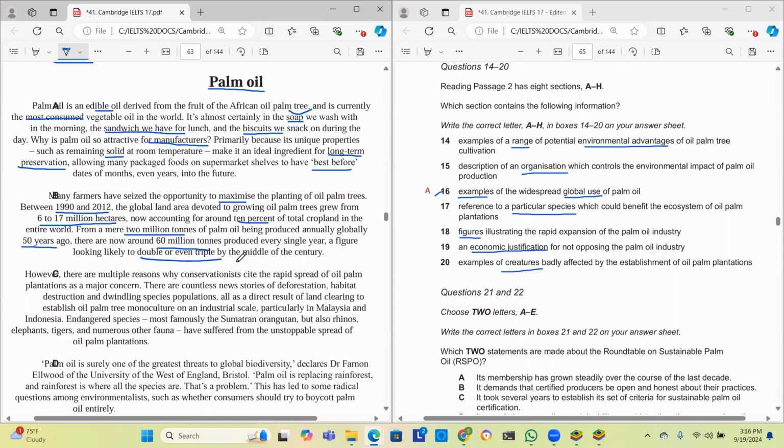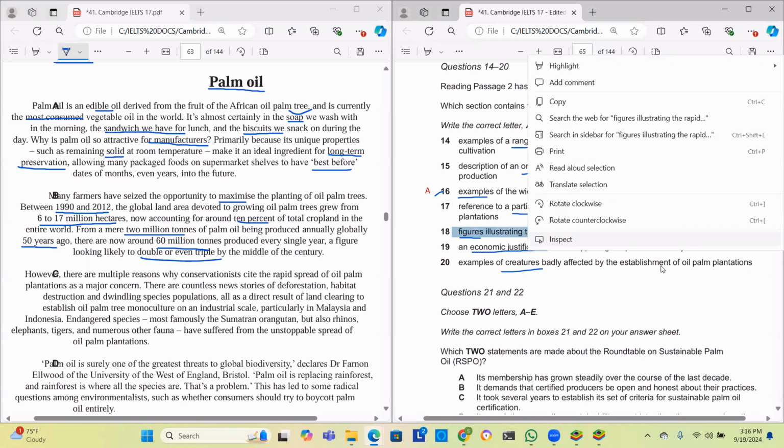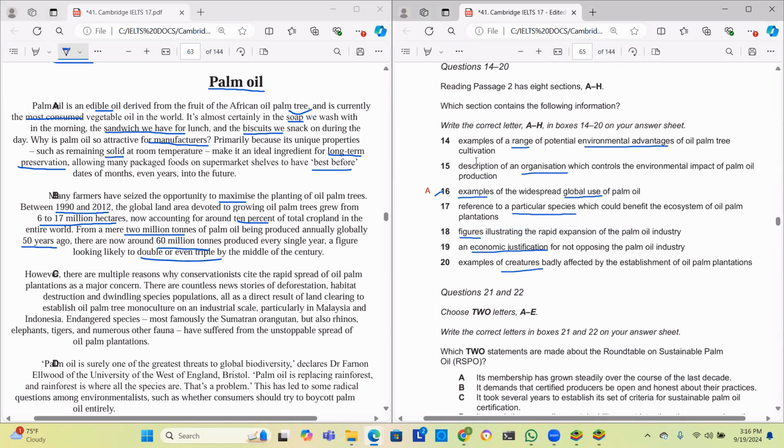So what are we reading here, guys? What is this, 6 to 17 million hectares, or 2 million to 60 million? These are numbers, right? These are figures. So where did we read? Look at the 18th question: figures illustrating the rapid expansion of the palm oil industry. Is it matching? Yes or no? It's matching, right? So what should be our answer? Yes, clearly this is a very direct answer, guys. You don't have to get confused. No confusion at all. So the 18th one is B clearly. He gave all the figures.